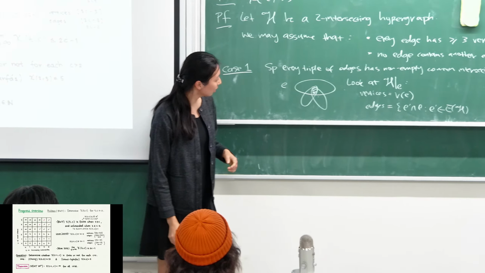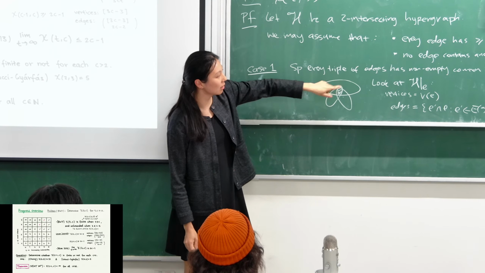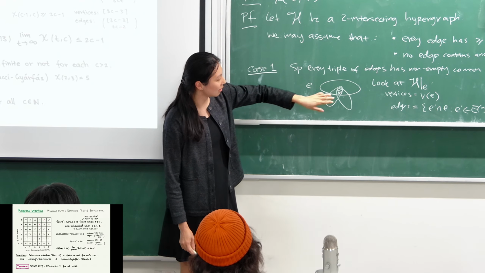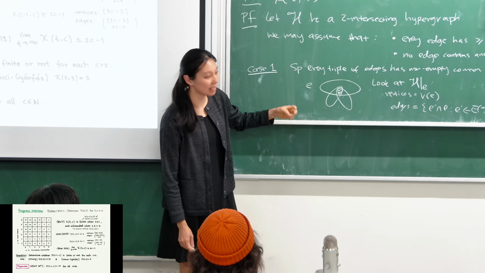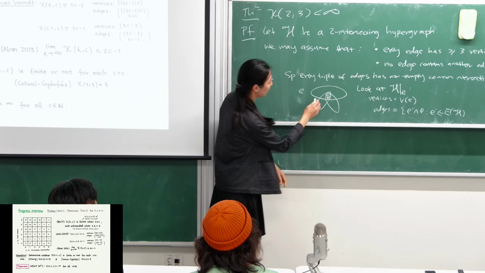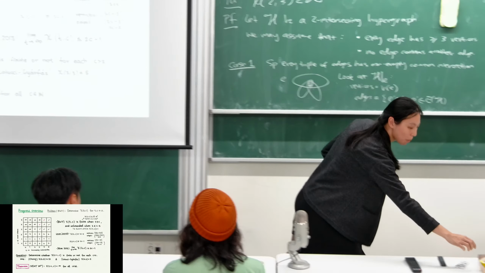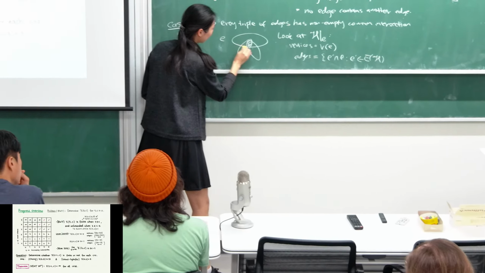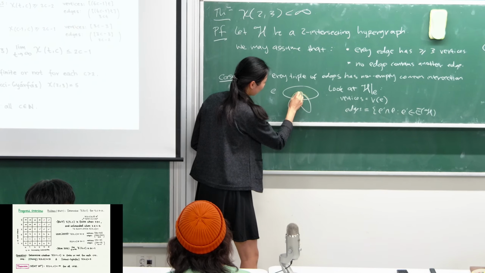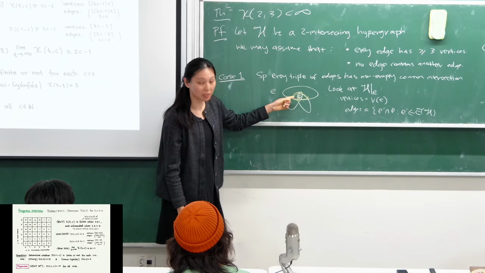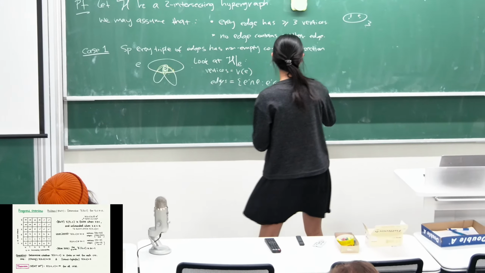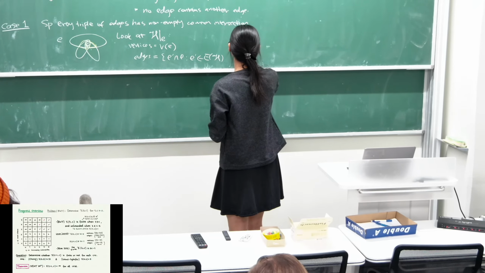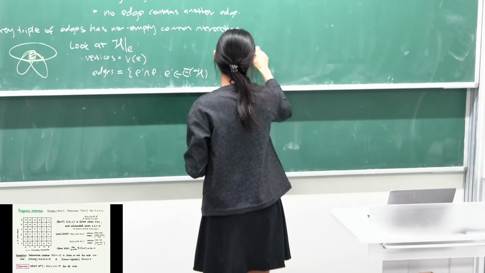Okay. Now, because of our assumption of non-empty common intersection, this H restricted to E is actually an intersecting hypergraph, right? If I take any 2 edges here, this is one and this is the other, I know that they have non-empty common intersection inside E. So this is intersecting.